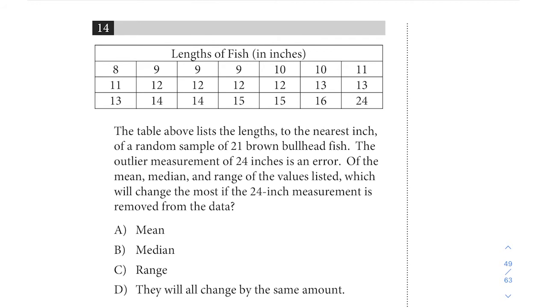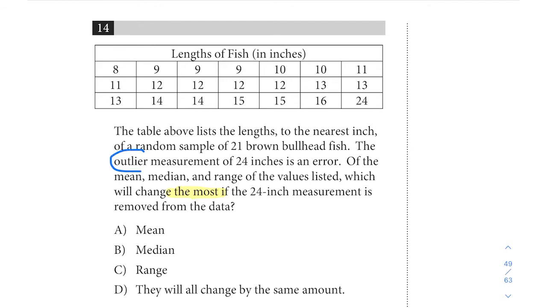So here we have another table, and the question reads, the table above lists the lengths to the nearest inch of a random sample of 21 brown bullhead fish. The outlier measurement of 24 inches is an error. Of the mean, median, and range of the values listed, which will change the most if the 24-inch measurement is removed from the data?